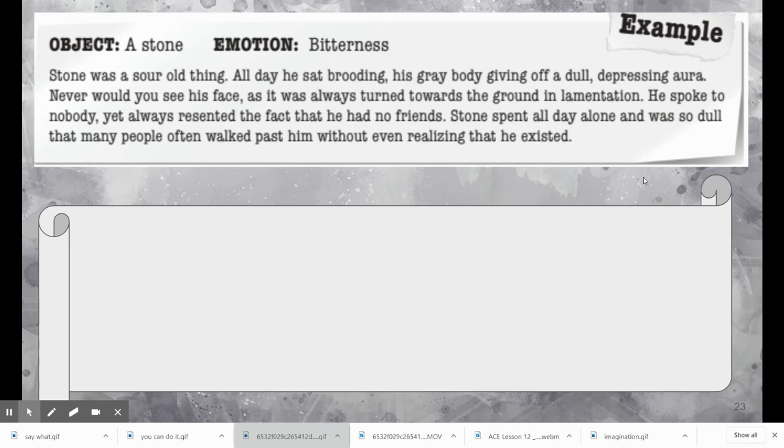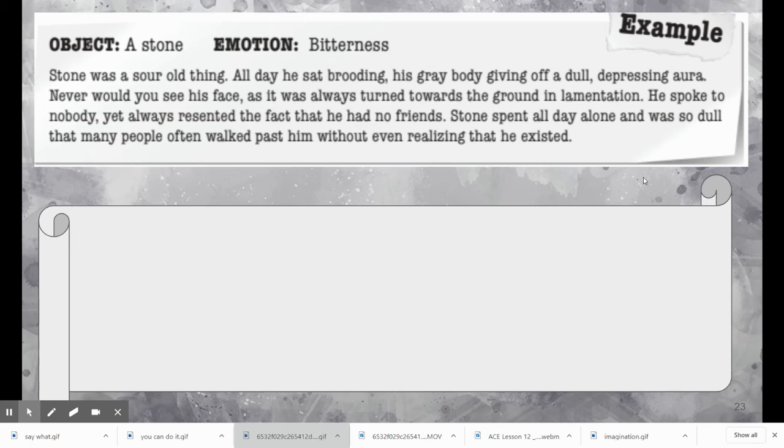Notice how I use the third person point of view. I never said I, me, my, you. I either wrote stone or he. I also gave this stone human characteristics. I said something like he was giving off a dull aura, or that he had a face, or that he was turned in lamentation. I also wrote that he resented something and that he had no friends. These were all human characteristics.